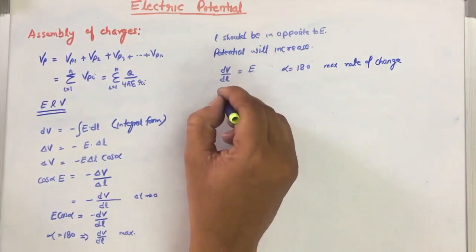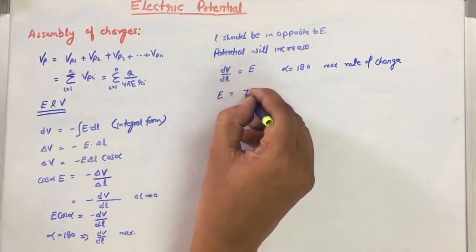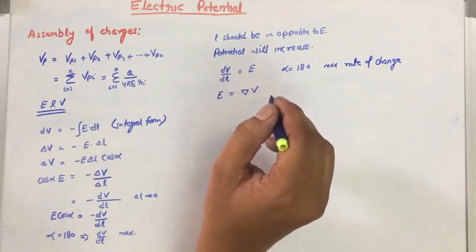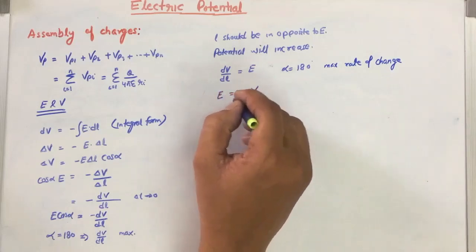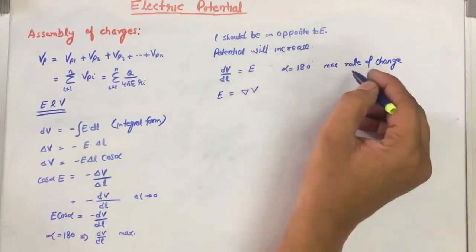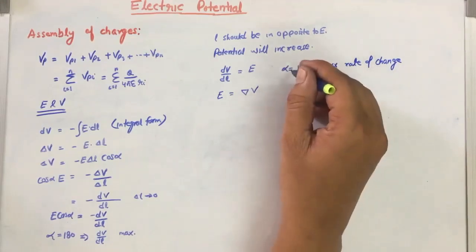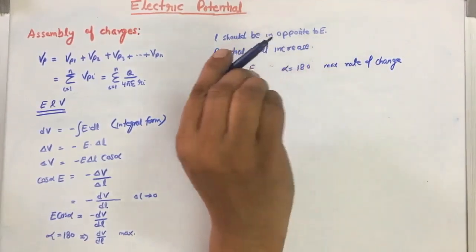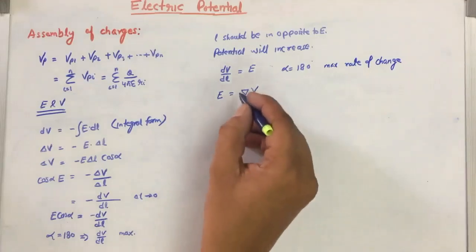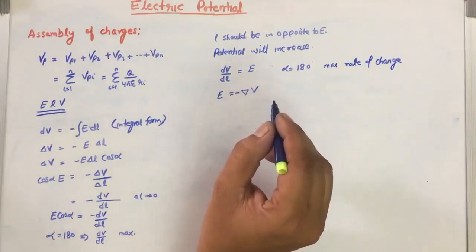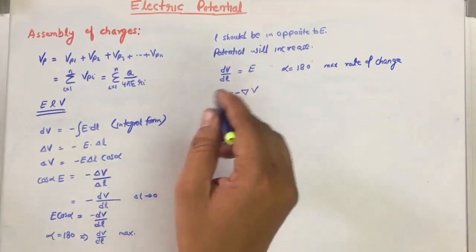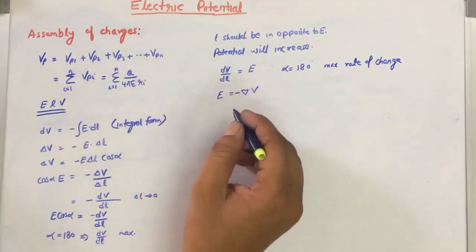So according to that, we can write the gradient of V. E is equal to gradient of V because it specifies the maximum rate of change at 180 degrees when both are opposite. The displacement and the direction of field will be opposite. Additionally, there will be a minus sign because we know electric field is directed from higher potential to lower potential. So negative should be there.